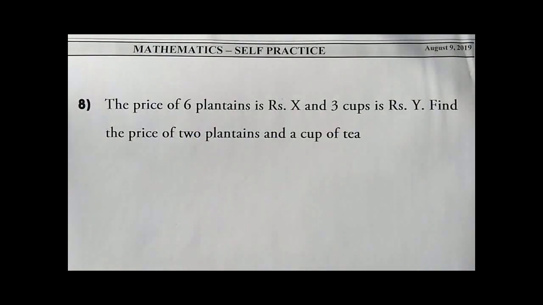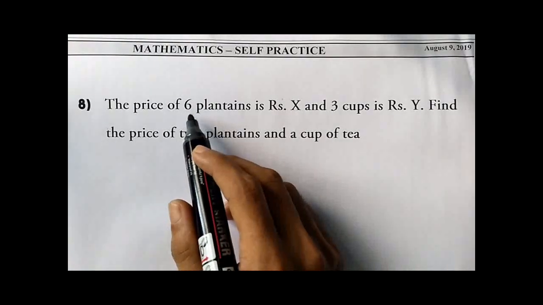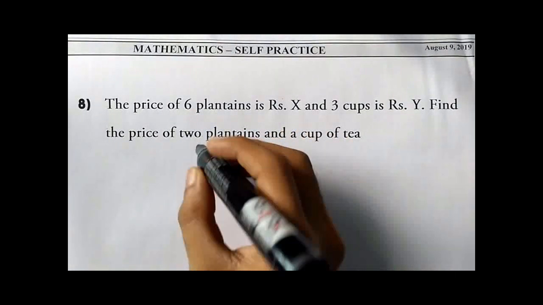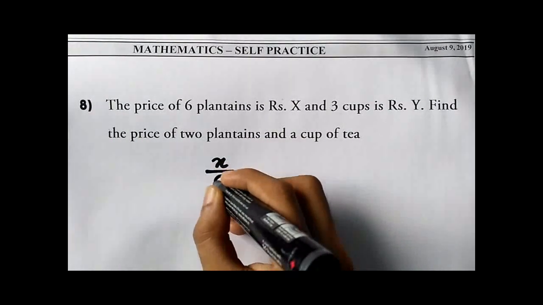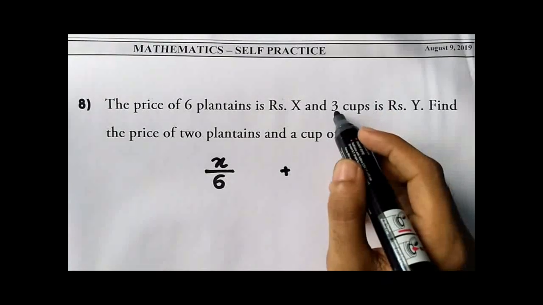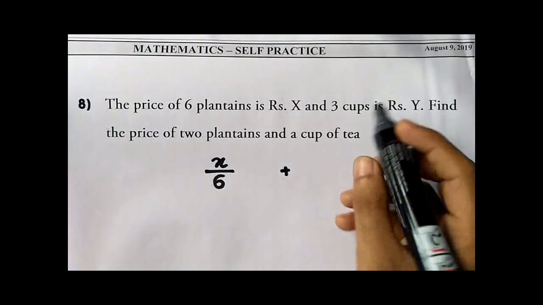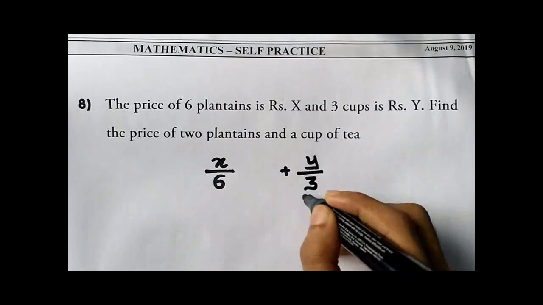Okay, so now the price of 6 plantains is x rupees and 3 cups is y rupees. Find the price of 2 plantains and a cup of tea. Okay, right. So they have already given the price of 6 plantains: x rupees. Then for 1 plantain, we have to divide this by 6. And the next one is, they have given the value of 3 cups, that is y rupees. Then for 1 cup we should divide this by 3.